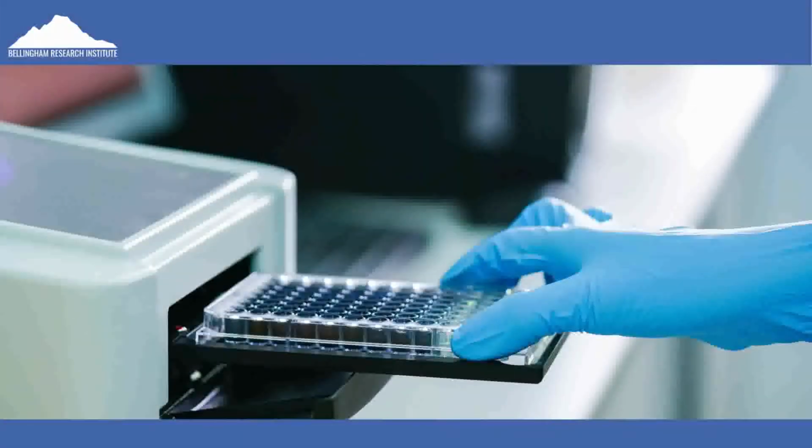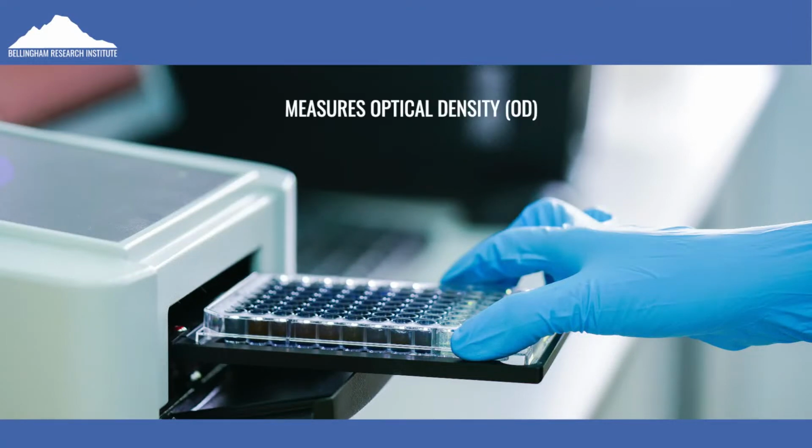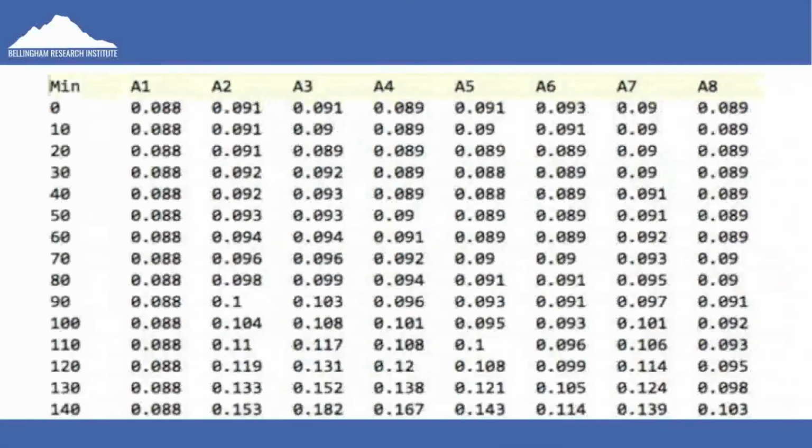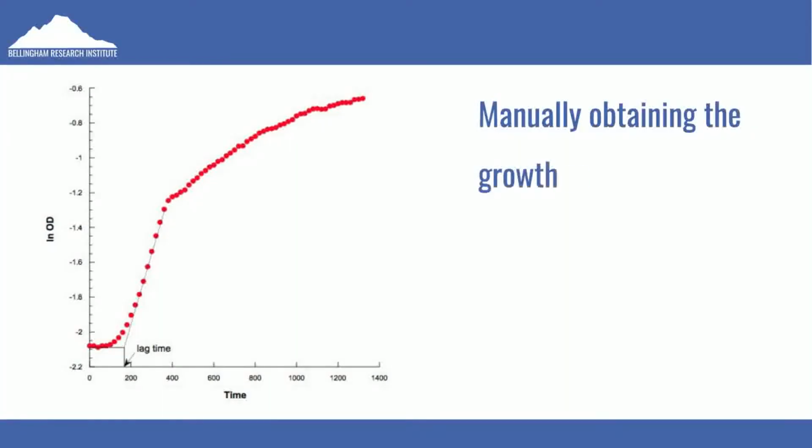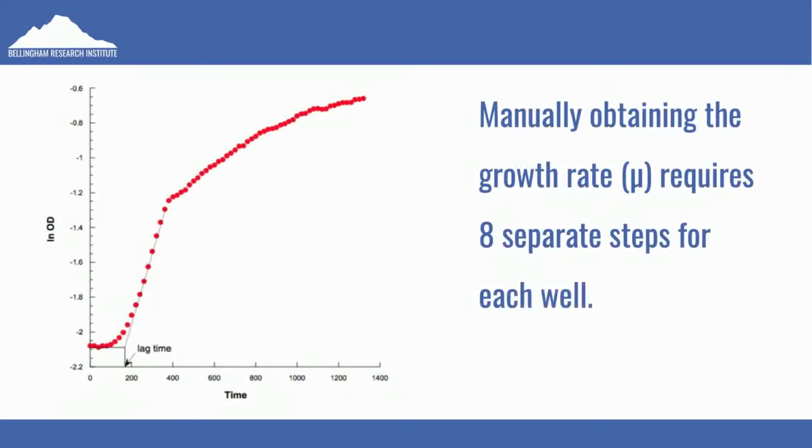Culture growth is monitored automatically in a microtiter plate reader that records the optical density of each culture at programmed time points. The output of the plate reader is used to generate growth curve plots, but manually obtaining the actual growth rate, mu, requires 8 separate steps for each well.